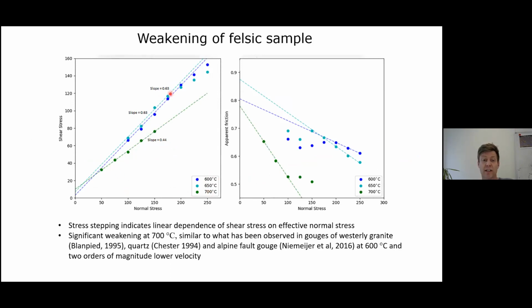And in fact, at 600 and 650, we get our standard 0.6 coefficient of friction, whereas at 700 degrees, we see quite dramatic weakening with an internal friction of about 0.4. And this is very similar to what we have observed before and what other people have observed in other materials, such as Westerly granite, quartz, and also on natural fault gouges from the Alpine fault. But typically at lower temperature, but then also at lower sliding velocity.